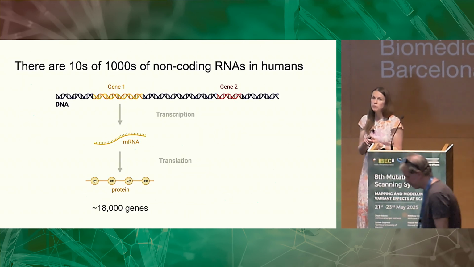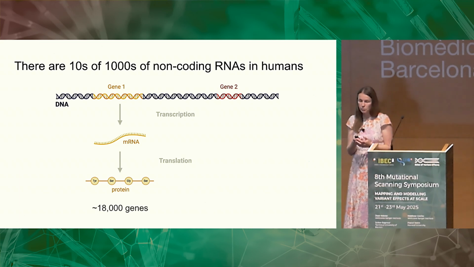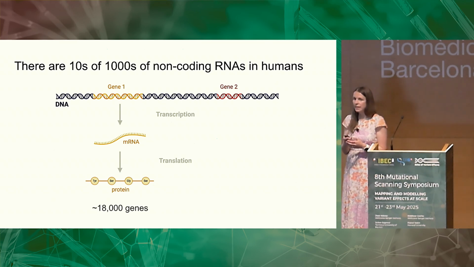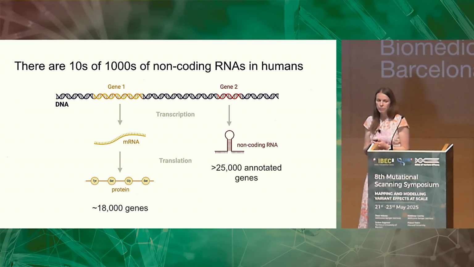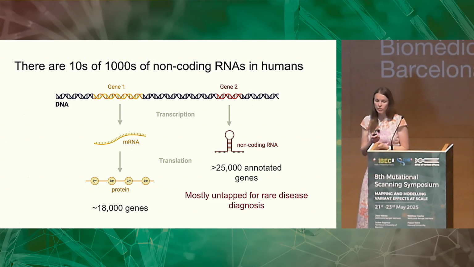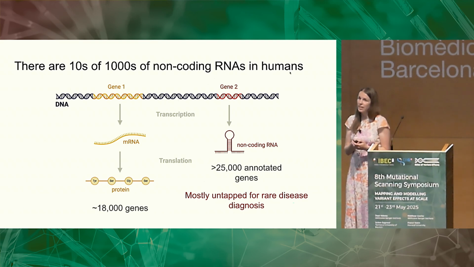Most of us in this room and most people in the clinical genetics world focus almost exclusively on the around 18 to 20,000 genes in our genome that directly encode proteins. But there are even more genes, over 25,000 annotated in humans to date, that are actually non-coding RNA genes, so they're not translated into protein. And so far, these genes are pretty much untapped for rare disease diagnosis and also for mutational scanning approaches.